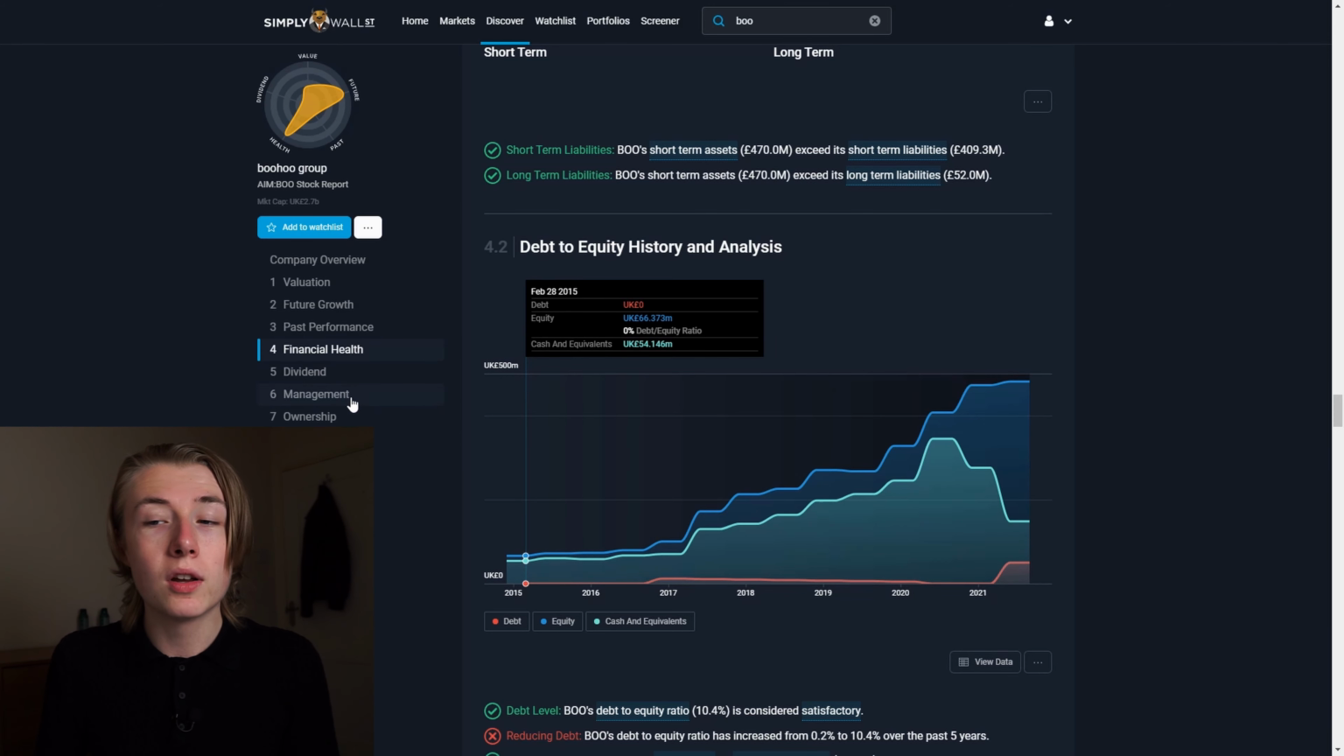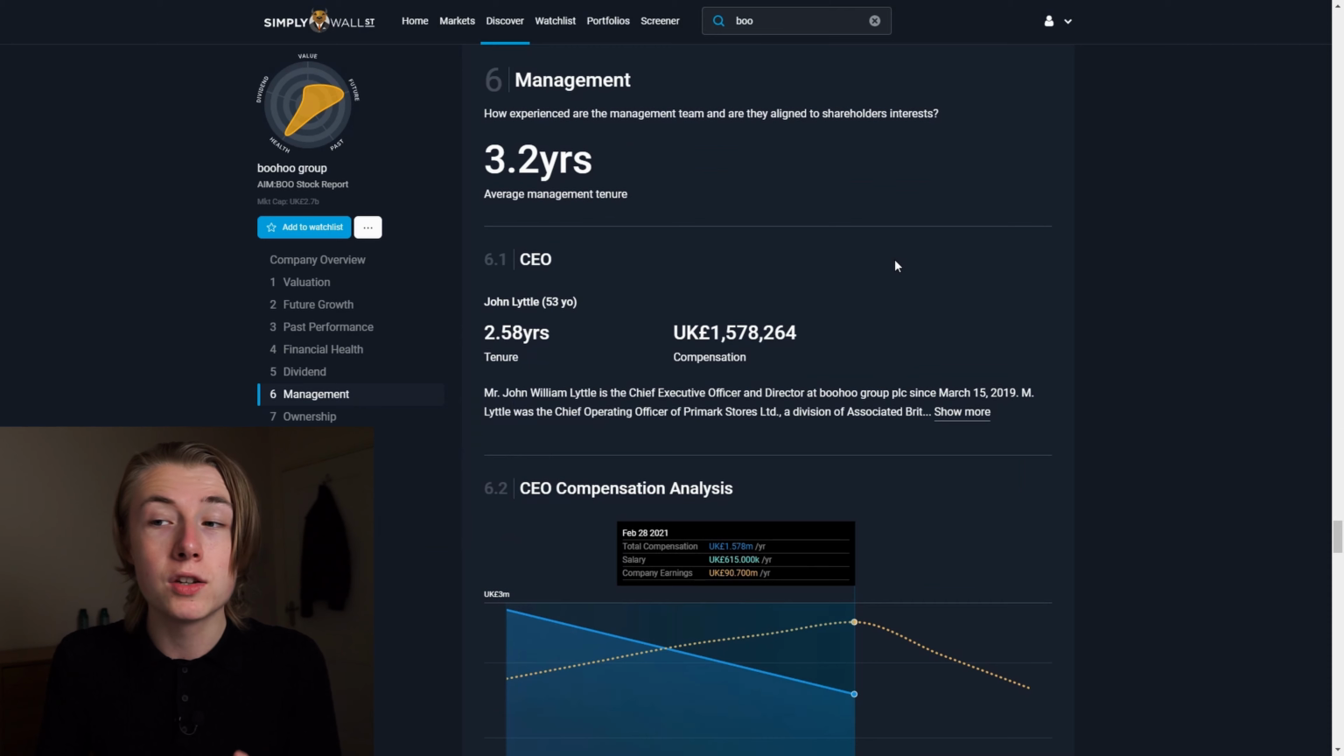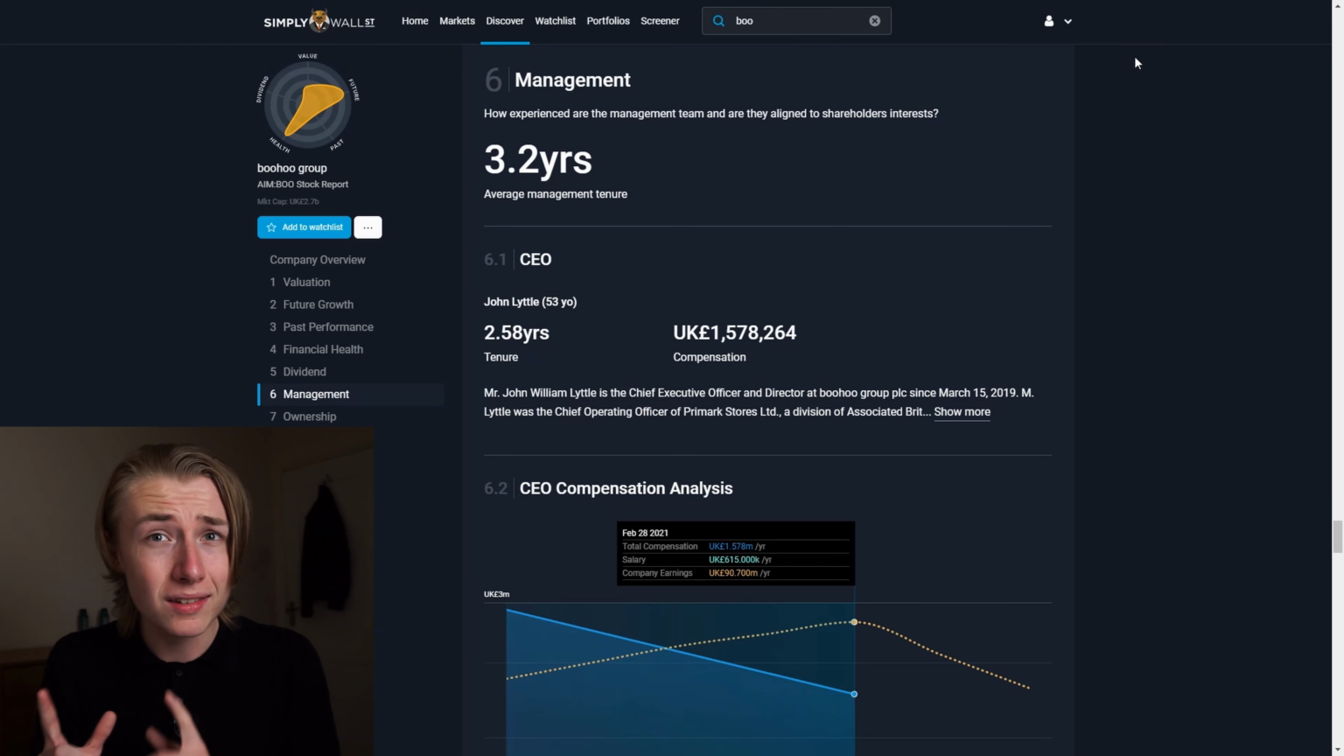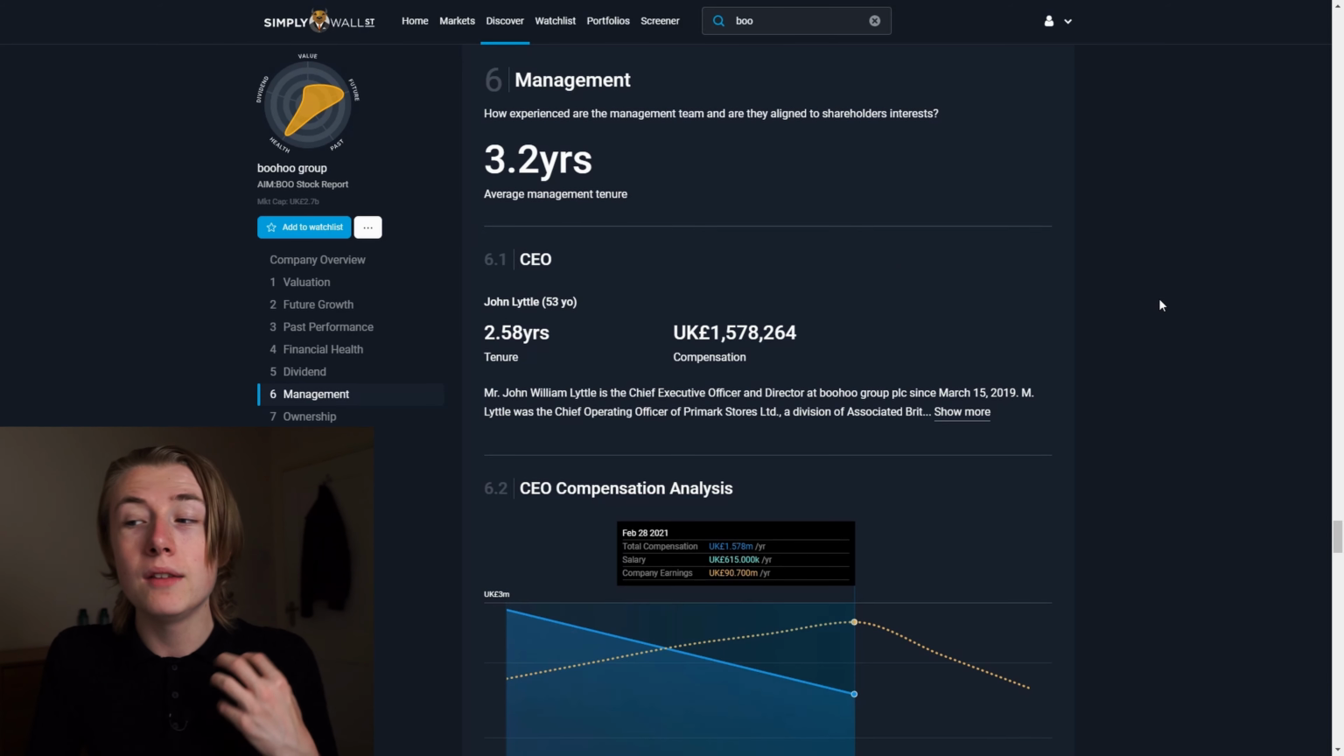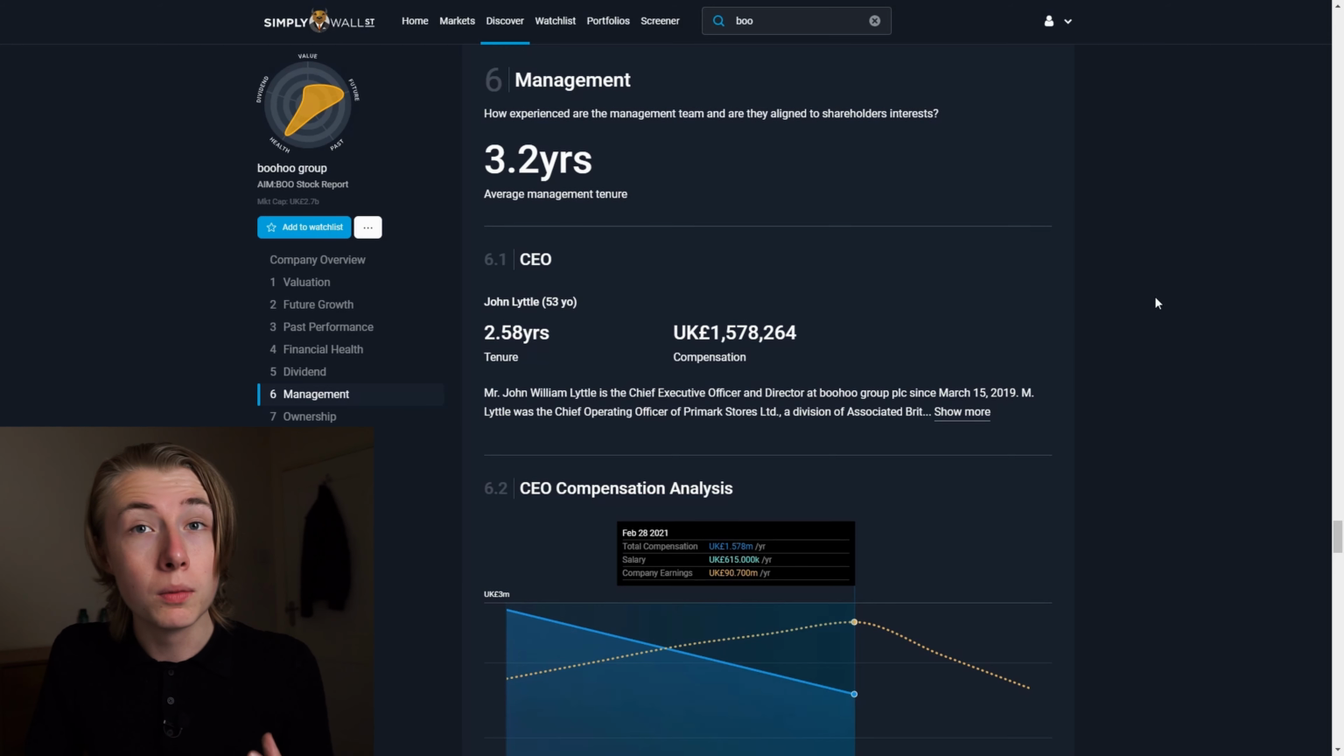Another interesting thing to look at is obviously they don't pay a dividend, but the management. The management is very interesting. John Little was the former CEO of Primark. Primark is owned by Associated British Foods. So if you're wondering why there isn't a listing for Primark, it's under that. But he is a very well-spoken person. He is very good for the company.